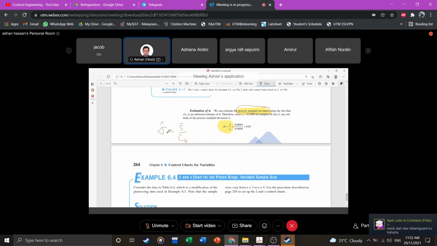In this case, it is given as 0.001. If we use S bar, we get 0.009. So this is slightly bigger compared to the estimate from S bar. Sigma cap is slightly bigger because we have this correction factor, which is C4.